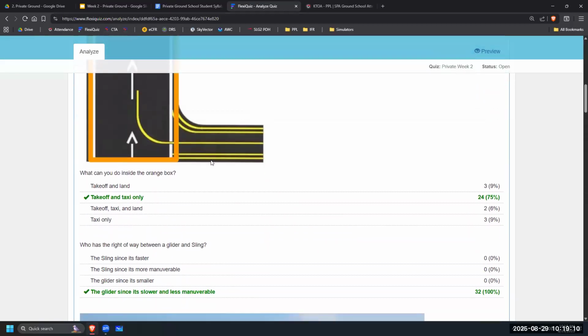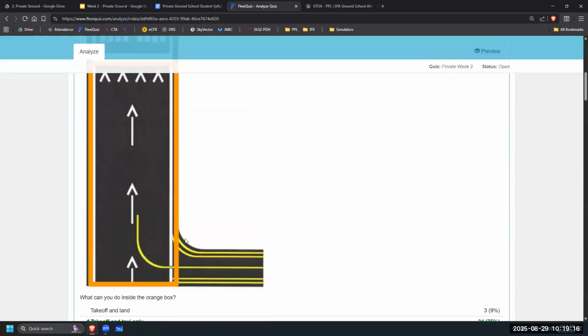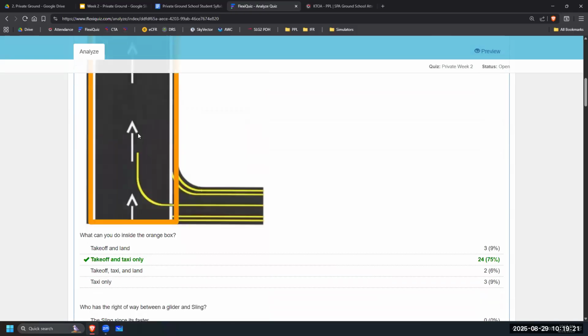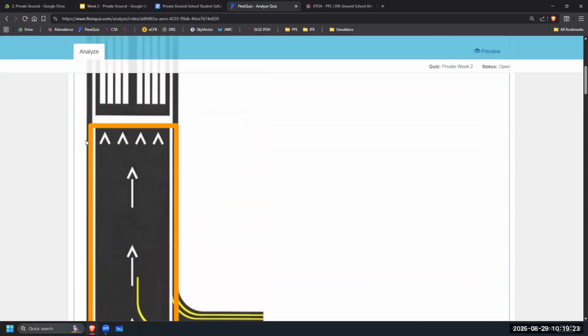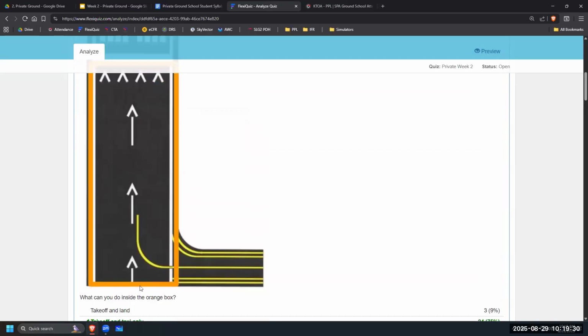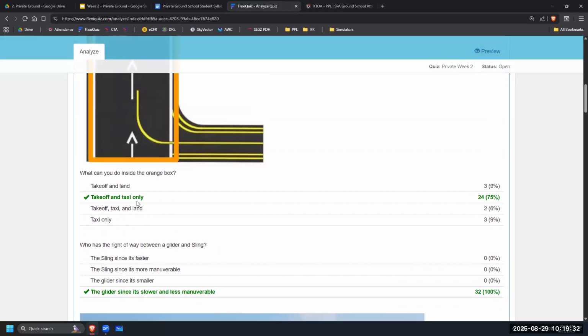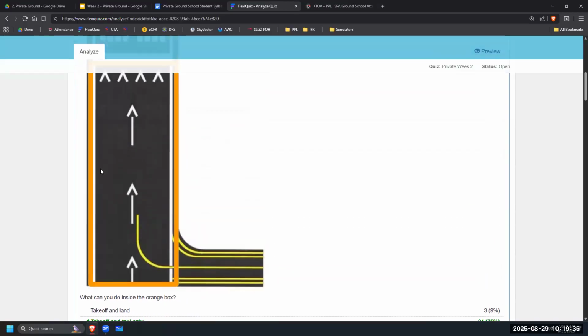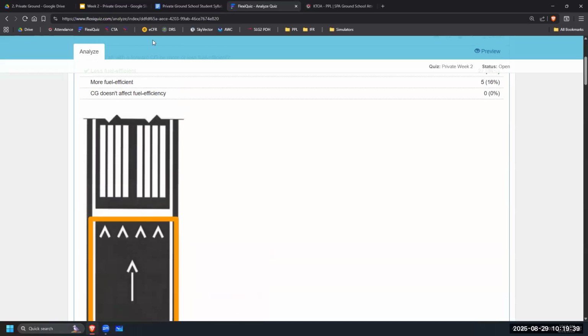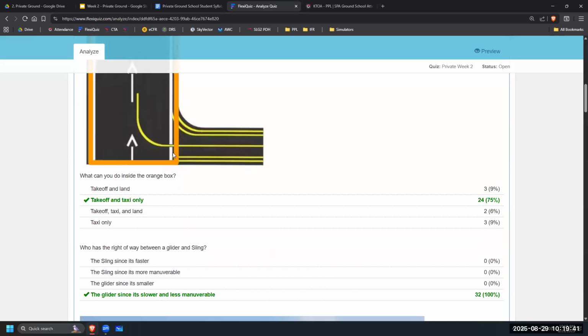This one, I thought we would get 100 on this, guys. But what is this? Displaced threshold. These 3 separate arrows pointing to the threshold. These are the threshold bars, the piano keys. So this is the displaced threshold. And we can take off and taxi only on this point. We cannot land here. We have to land at the threshold or beyond on the runway, right?